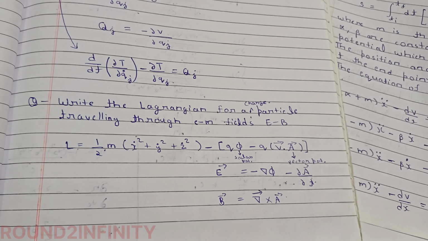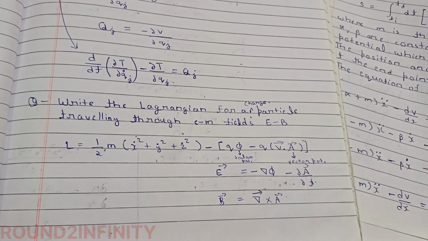Here if V is in terms of Vx, Vy, Vz, then A will be Ax, Ay, Az, so you will get Vx Ax, means this expression will reduce to this form. Vx will be x dot, so x dot Ax plus y dot Ay plus z dot Az, times q, and this form.